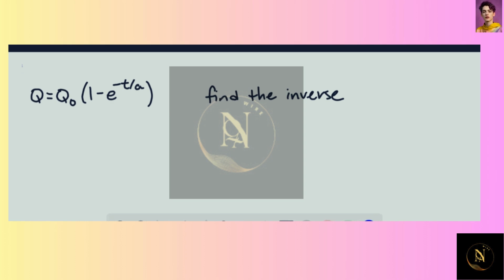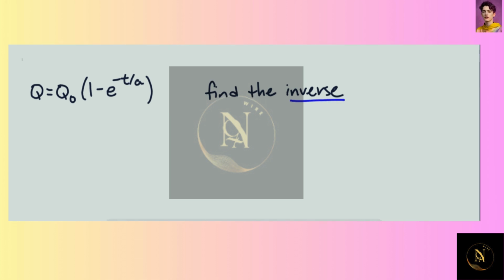All right, so here we have our equation. And in this equation, T is the input and Q is the output. So for the inverse, we would switch those and Q would be the input and T would be the output. And that means the meaning of the inverse is that we're going to find time as a function of charge, whereas what we have right now is charge as a function of time.